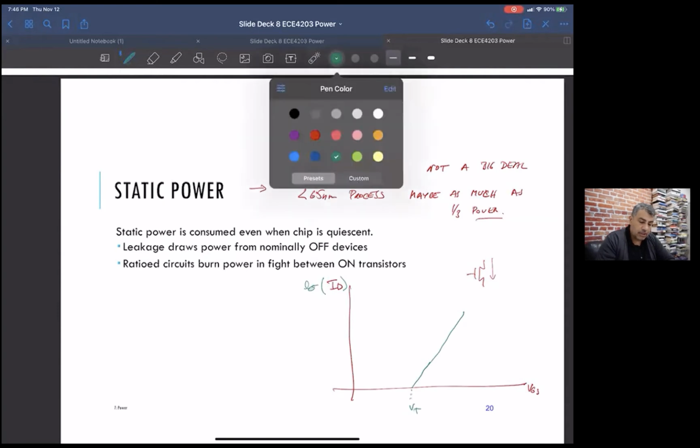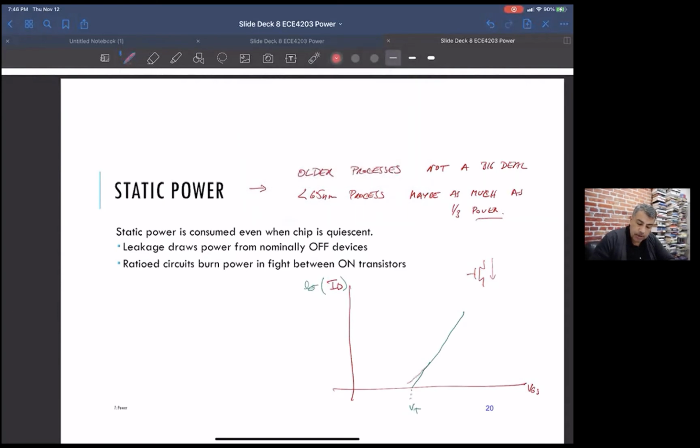It turns out that that's not really the case. If you remember, we have this sub-threshold current. As you get below the threshold voltage, you still get a drain current going. We'll see the equation, but it has a strong dependence on how far below VT you are. It goes down by a factor of 10 every 100 millivolts below VT.